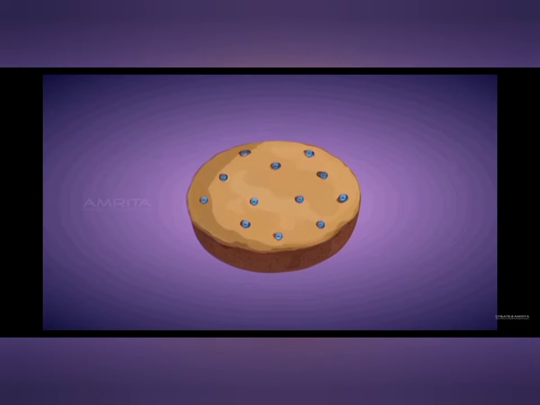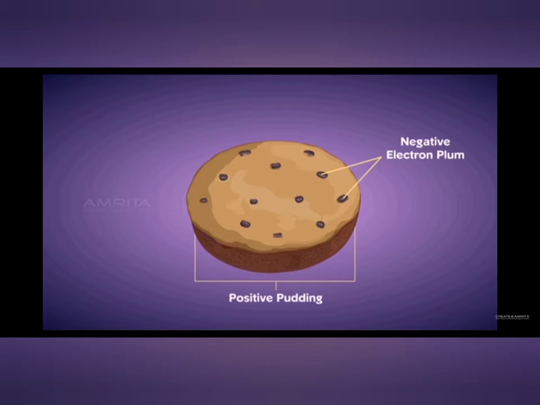The model of an atom proposed by Thomson is similar to a Christmas pudding. In this model, electrons are arranged in a sphere of positive charge like plums in the spherical Christmas pudding. So it is called the plum pudding model of an atom.